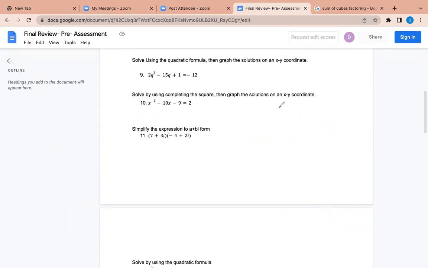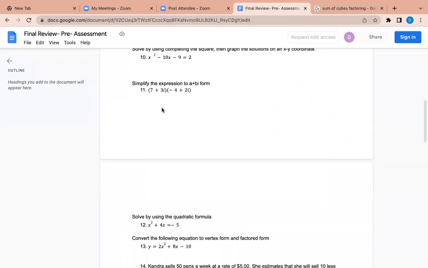Number 11. We have to simplify the expression a plus b. So all you have to do is just FOIL this. So it would be -28 plus 14i minus 12i plus 6i squared. And then you combine these two, so that's -26. Remember, i squared is -1. So -1 times 6 is -6, minus 28 will be -34 plus 2i. Because again, 14 minus 12 is 2i. All right.